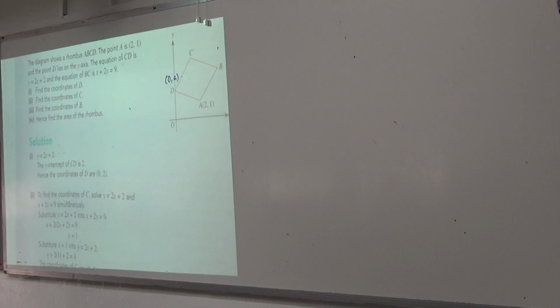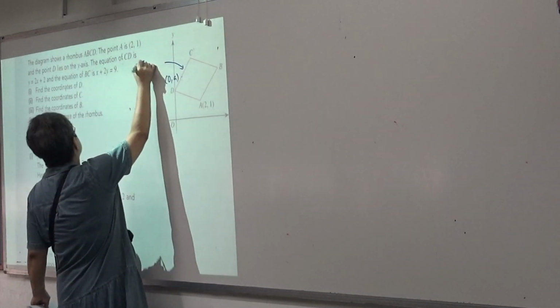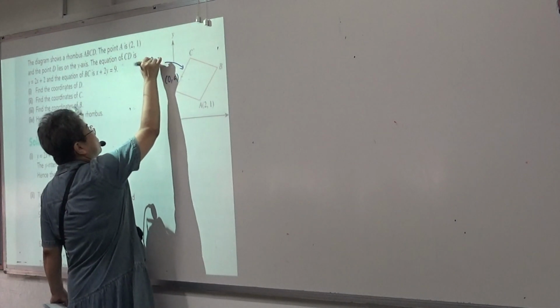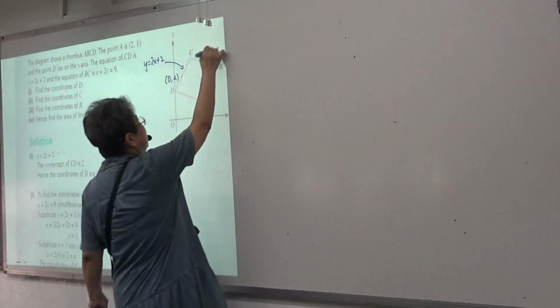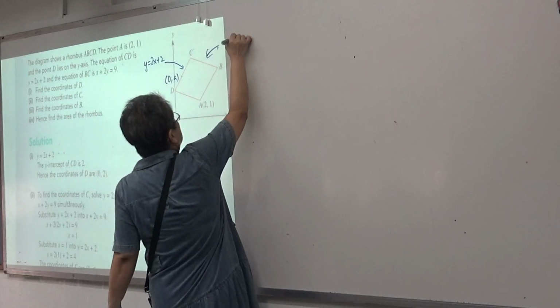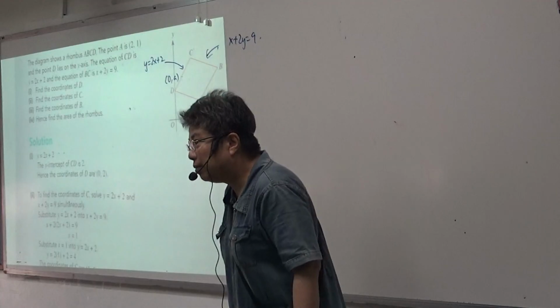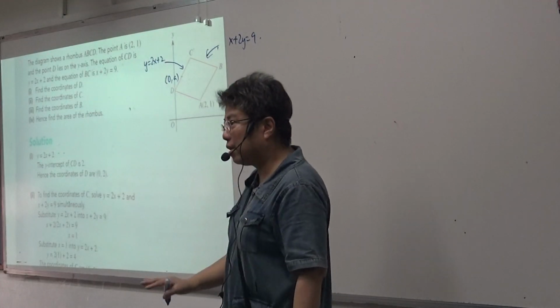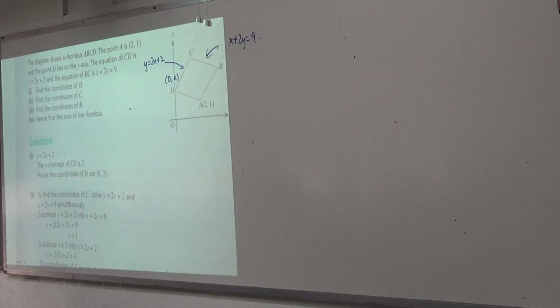Next one. The equation of CD is this. So, the equation of this line is y equals 2x plus 2. And the equation of BC, that means this line, is x plus 2y equals 9. Everybody clear? Everybody clear now? Any question that you don't understand, you don't know means don't know, understand?